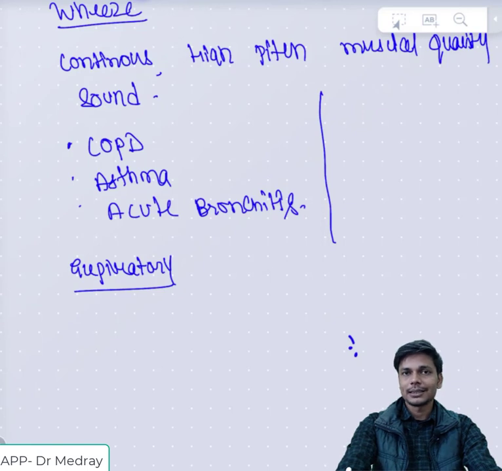So if the person is already having bronchoconstriction and, superadded to that, the patient is expiring, there is superadded bronchoconstriction, normal bronchoconstriction along with already bronchoconstricted lungs. So in the expiratory phase, there is added bronchoconstriction. That is why wheeze is mostly produced in the expiratory phase.